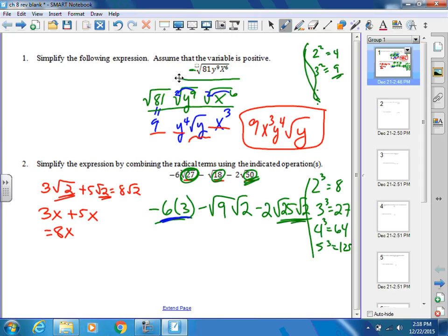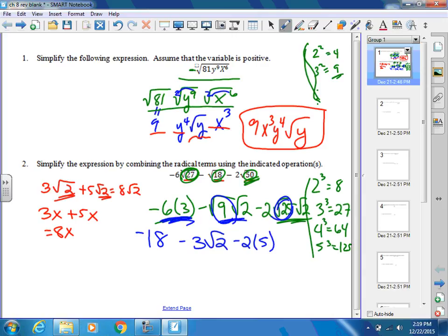Here, multiplying this together, I get minus 18. Here, I'm just going to take this one, because that's the one I can. That's going to give me minus 3, square root of 2, like that. Okay. And now here I'm going to take that one, and I'm going to get minus 5 times, minus 2 times 5, sorry.